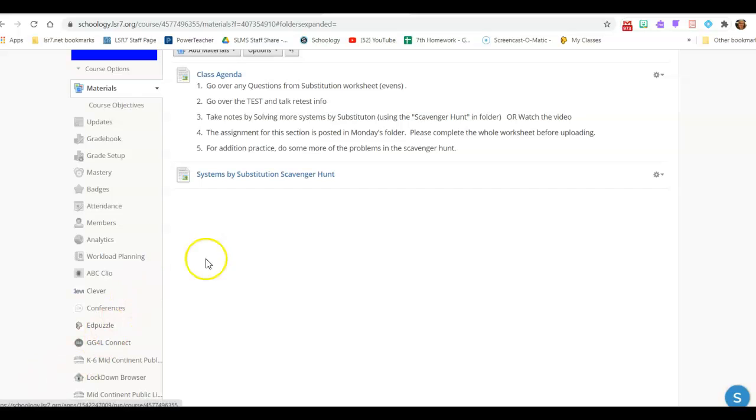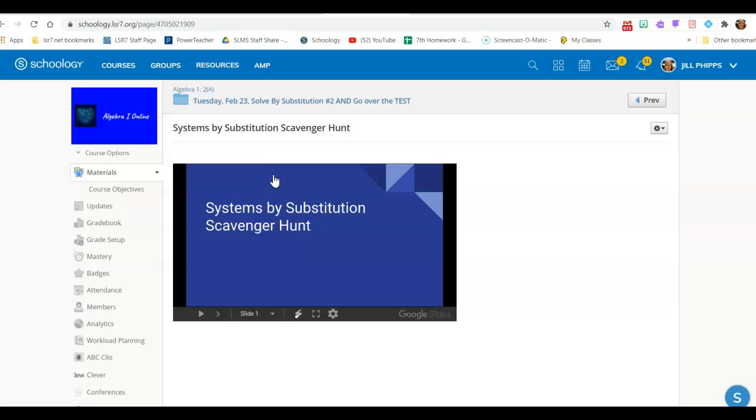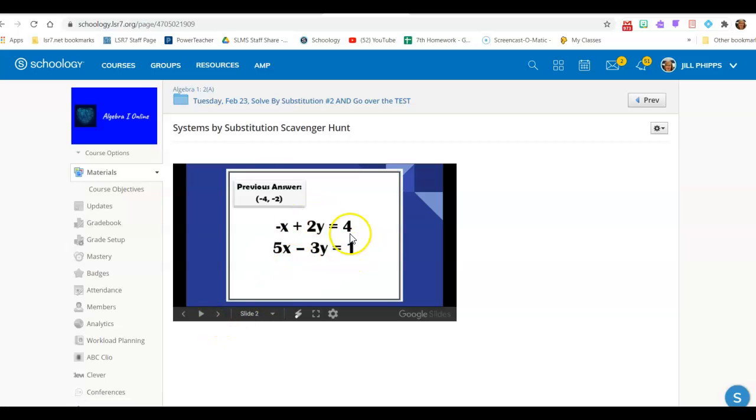We're just going to use some of the problems on there. So if you go out to Schoology, you'll see this where it says Systems by Substitution Scavenger Hunt. And what you can do is you can just go on here. Now the problem that will show up, we'll get the answer to this, and then we'll go through and find where that answer is, and that will tell us the next problem to do.